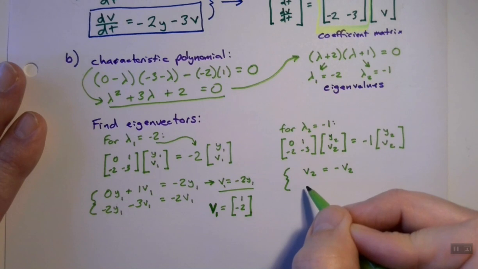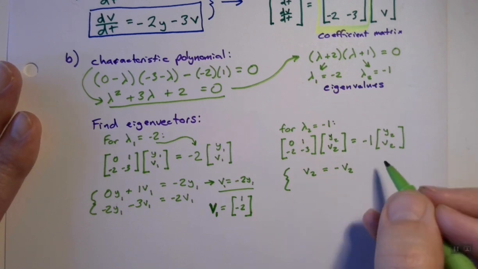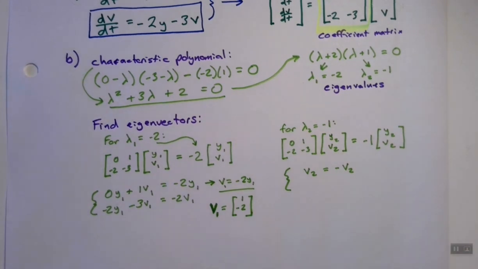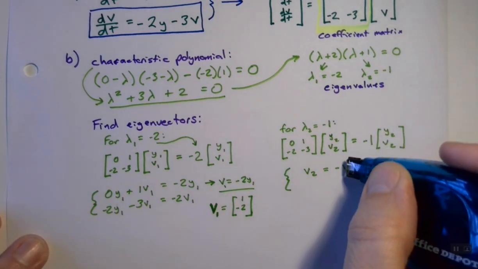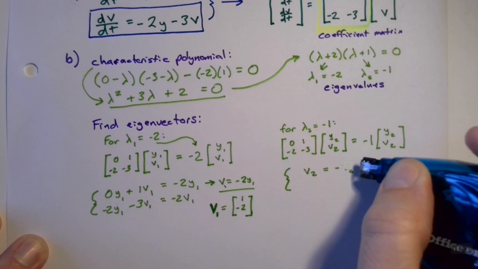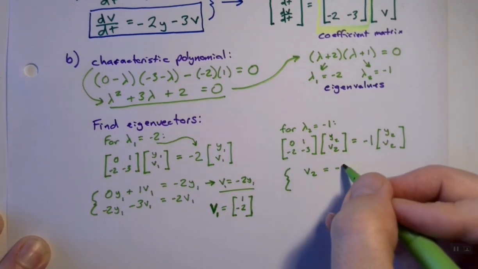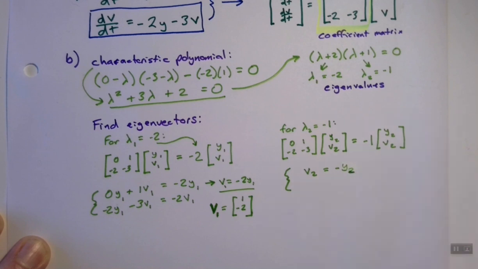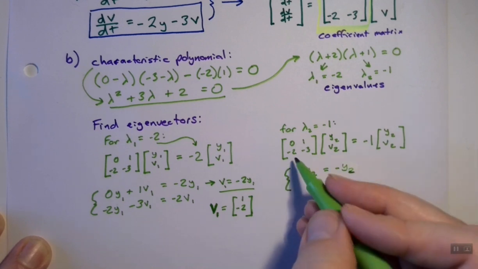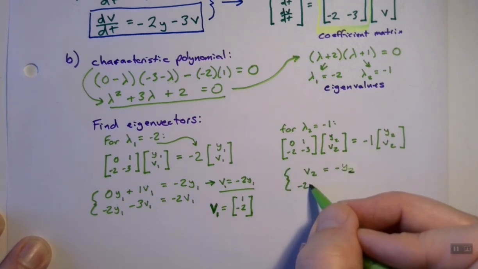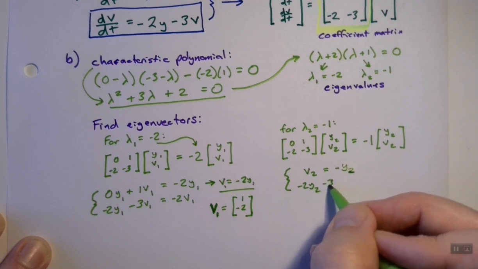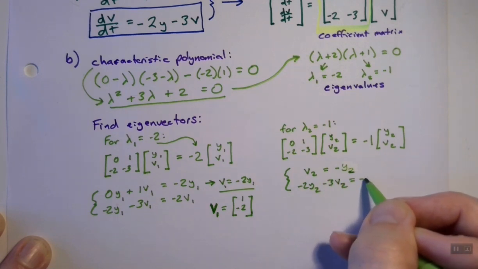Oh, sorry, no, y2 up top. I'm already getting ahead of myself, aren't I? That's a y. There we go. And in the bottom equation, it's going to be negative 2y2 minus 3v2 equals negative v2.